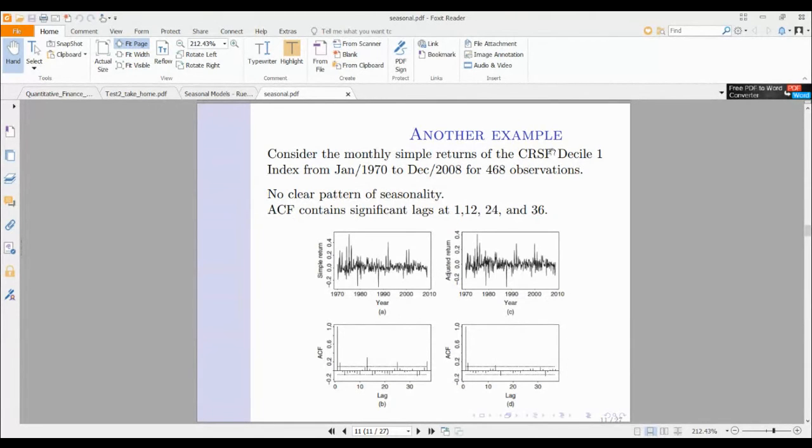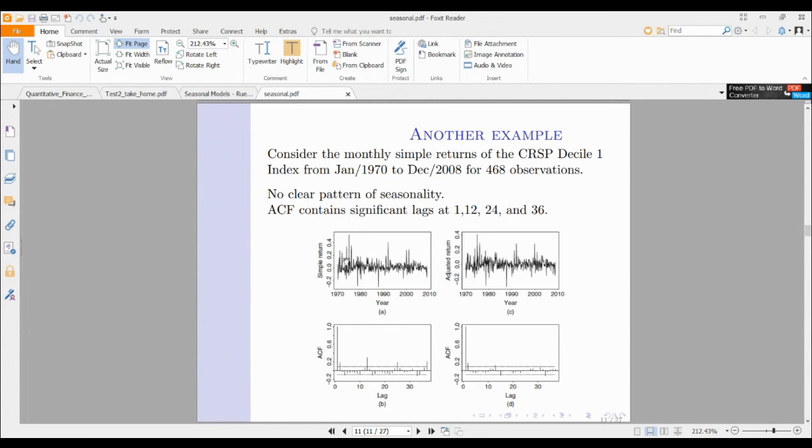So for example, you have CRSP, which is the repository of the University of Chicago of financial data. And the decile one index is basically a portfolio that they make with the first decile stocks in return. And you have data from January 1970 to just before the start of the financial crisis.